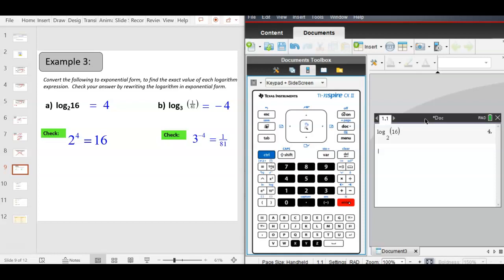Well, look at B, log base 3 of 1 over 81. I'm going to press Control 10 to the X. 3 is the base, go to the right. 1, Control divide 81. Enter, and I get -4. It matches, right? You could check your work by doing this. 2 to the power of 4, does it equal 16? It does. 3 to the power of -4, does it equal 1 over 81? It does. Okay. So there are ways to check it, but again, the calculator will be fine to get you the answer.